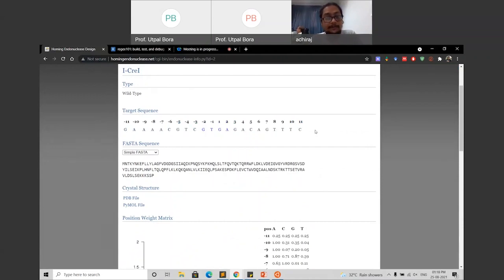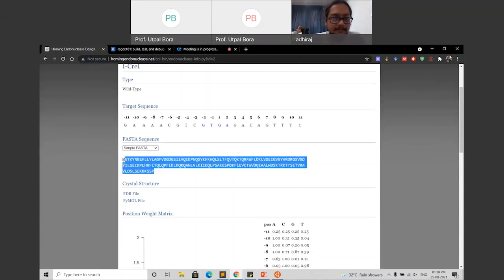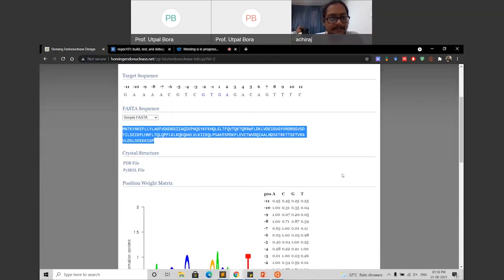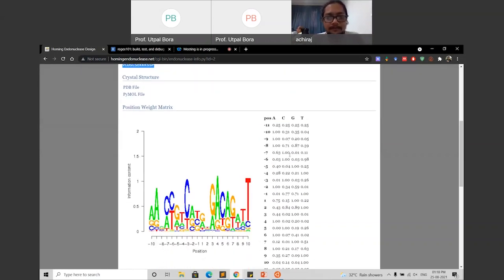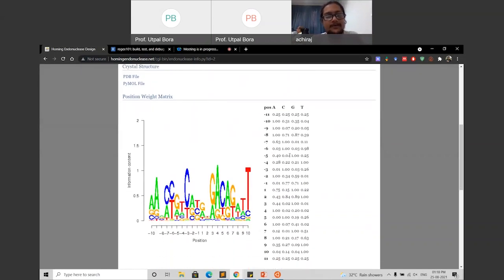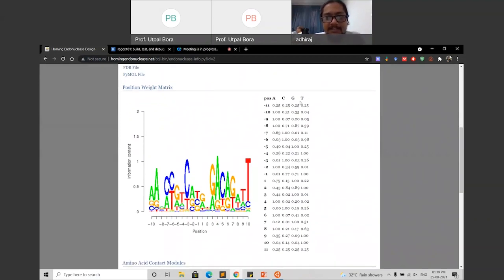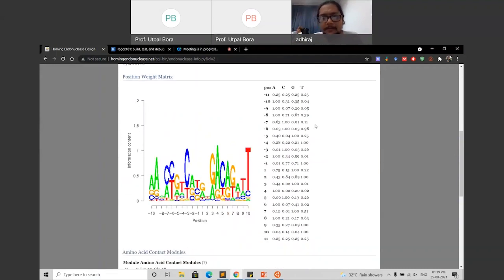11 to 20, minus 11 to plus 11, right? So this is the FASTA sequence of that endonuclease. You can take it and make your crystal structure, or directly get your PDB file from here, where you can rotate it in PyMol. Whatever you do, we are concentrating more on the sequence part, not the structural part. In the sequence, as you can see, ACGT, this is the PWM that I was talking about, right? So I hope you can understand now what these numbers show.